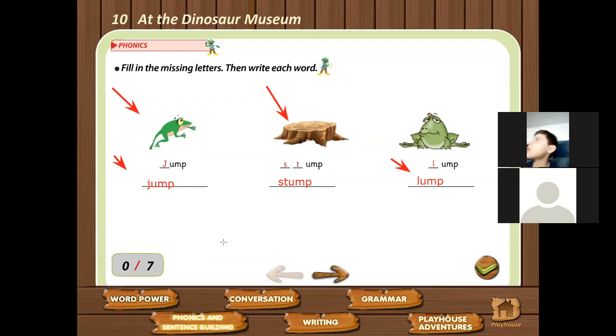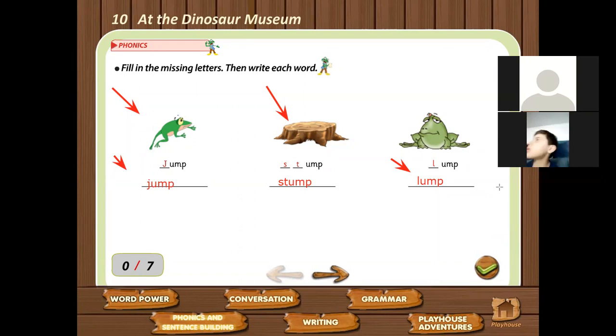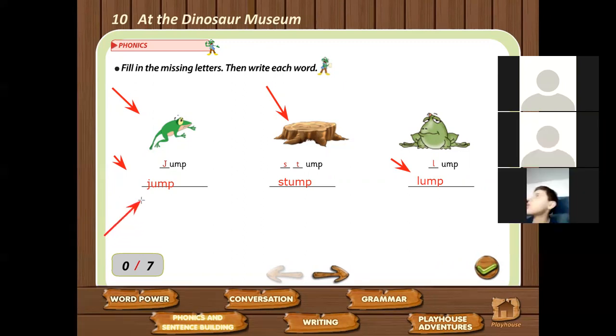Yalla, read the words again. Jump. Jump. And stamp. Stamp, excellent. And lamp. Lamp. Lamp, great. Okay. Let's go for Sham. Saad first, then Sham. Yalla, ya Saad. Hello, Saad. Yalla, ya Saad. Read the first one.